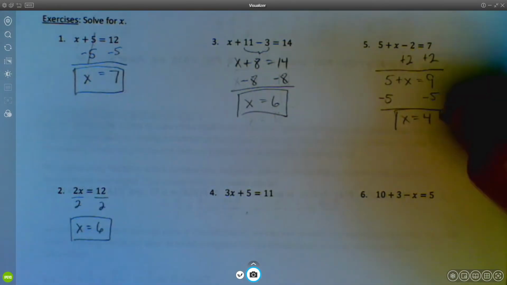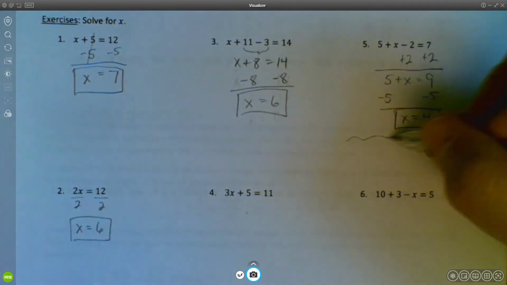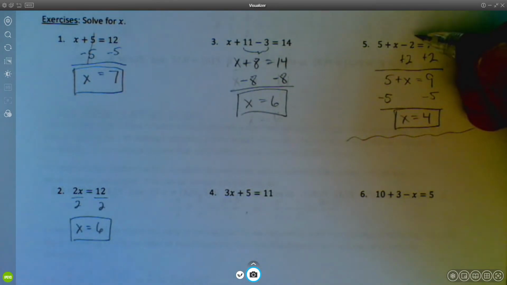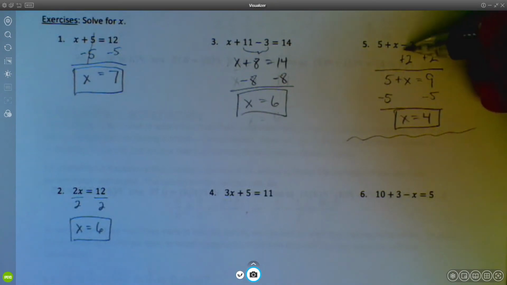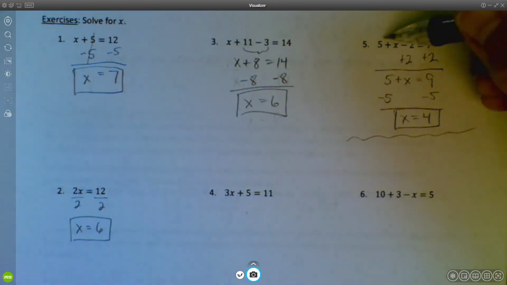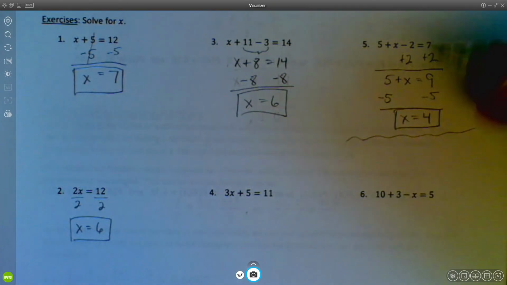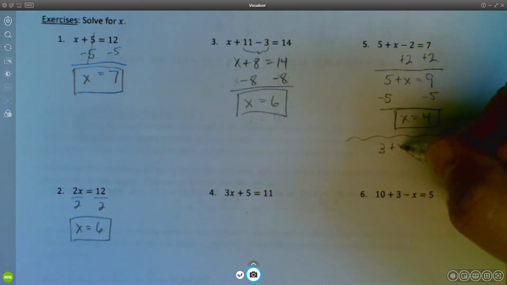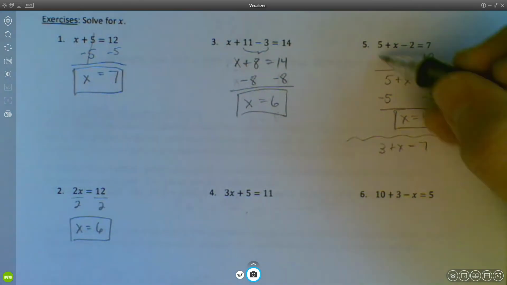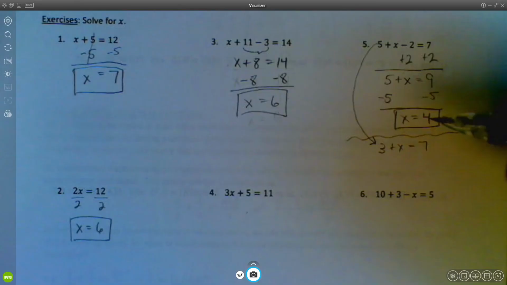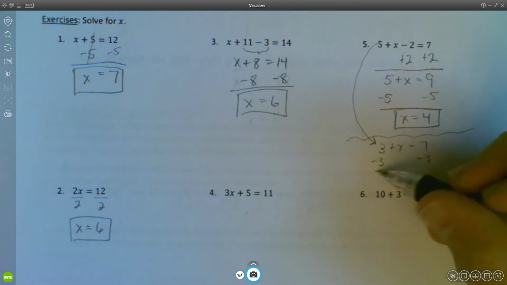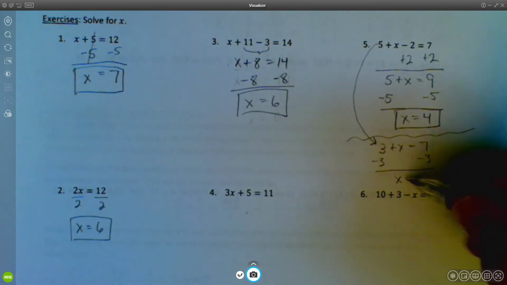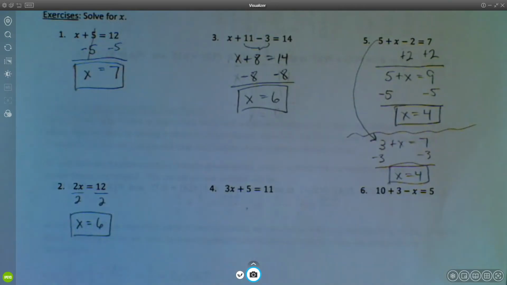Okay? So that's one way to do it. Another way we could have done it is we could have said, well, first I'm going to combine the like terms. I've got a 5 and I've got a negative 2. So if I combine those, 5 plus a negative 2 would be a 3. So I have 3 plus x equals 7. Right? So this is another way that I could have done it. And then I could have said, well, I need to subtract a 3 in order to get x by itself, and I get x equals 4. Okay? So that's how we do number 5.